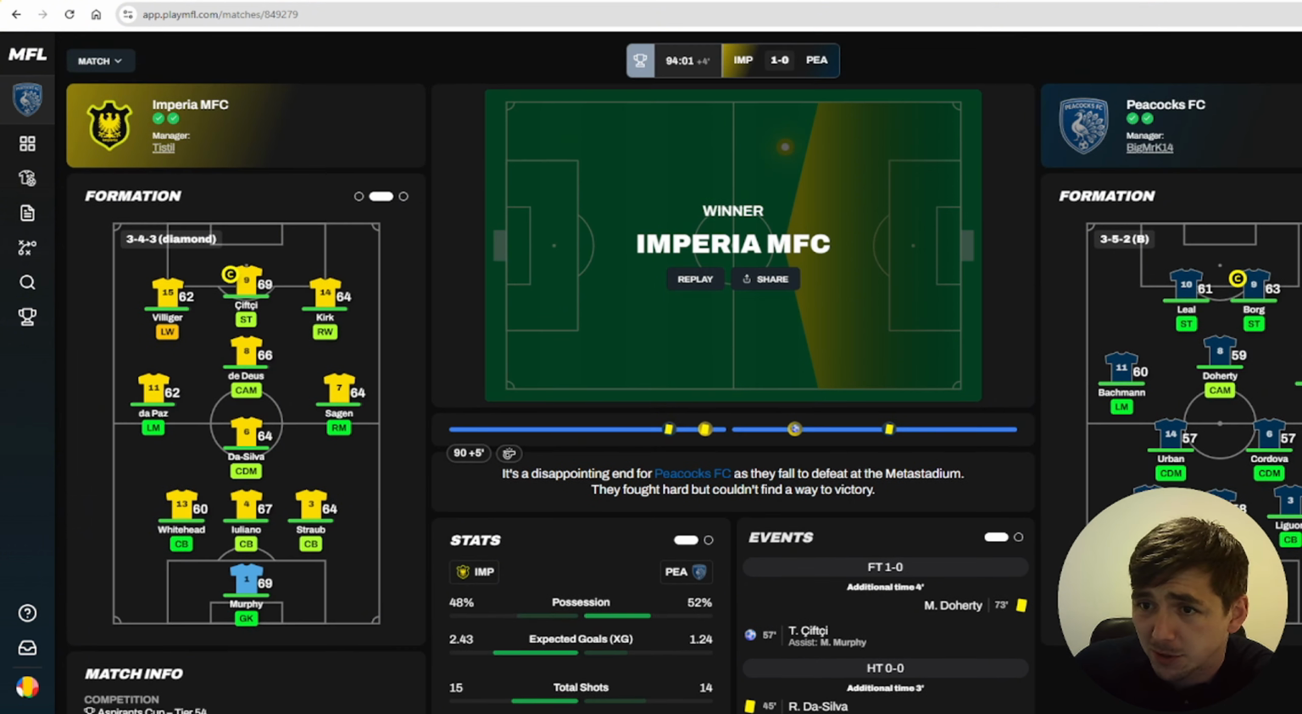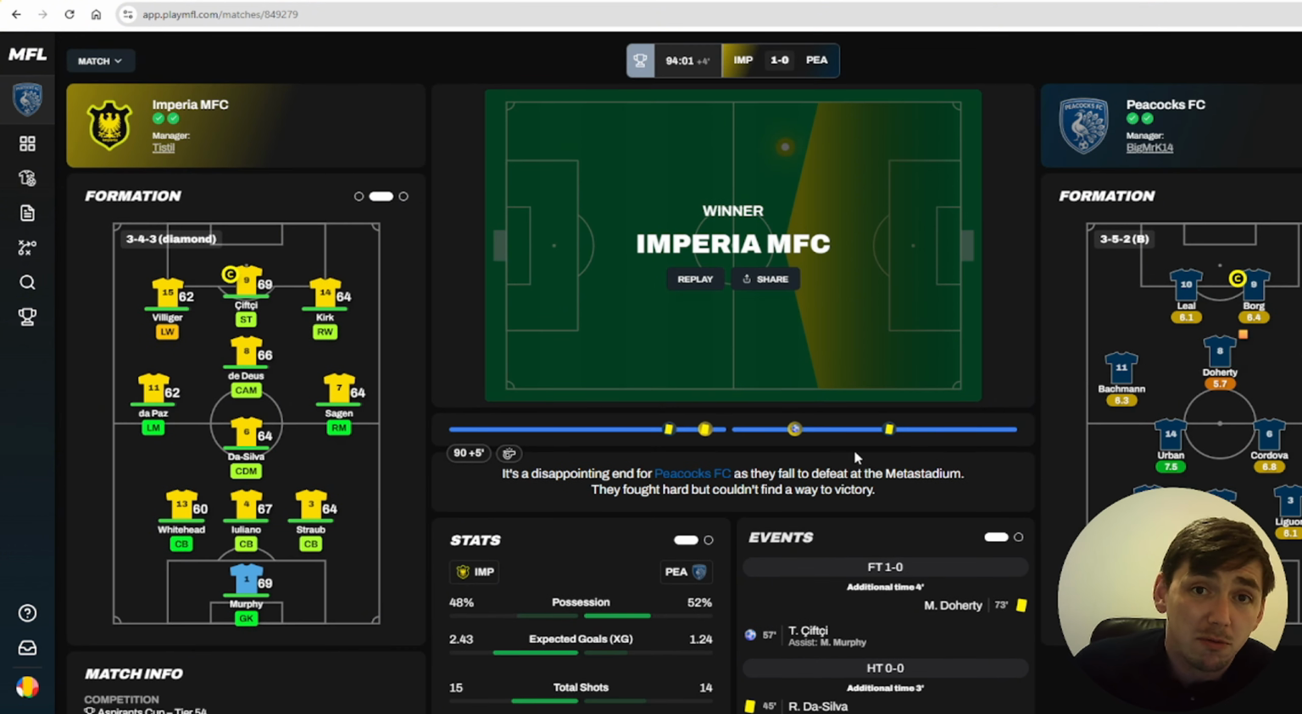My goalkeeper, I don't know if you spotted that, a 9.3. He played rather well, and it was my first team goalkeeper as well. I thought I'm going to try and give my guys a chance because my rotation goalkeeper is tragic.